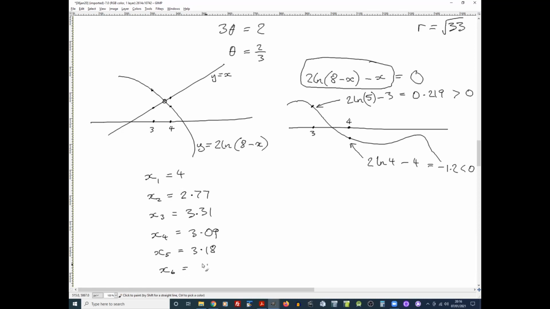What were your x values? Or have you lost count? If you keep pressing equals, it'll stabilize to as many decimal places as you like. You see, 3.16, which was x7. By x9, it's stable.